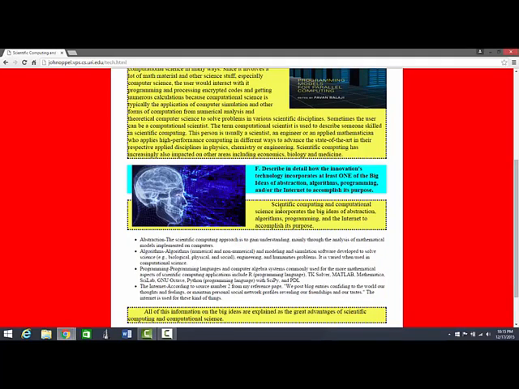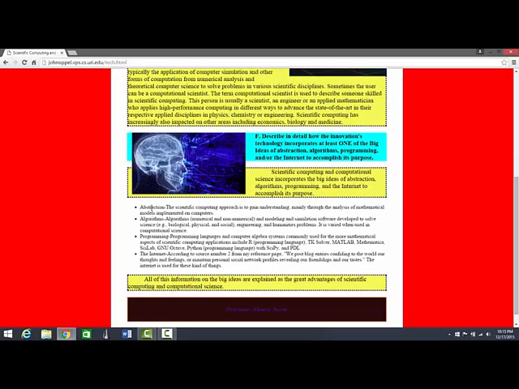Scientific computing and computational science incorporates the big ideas of abstraction, algorithms, programming, and the internet. They are explained well right here in bullets. And the image right here shows that it's like the algorithms are running through scientific computing.